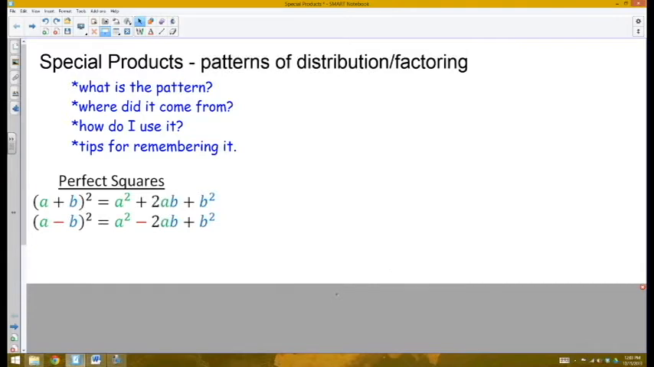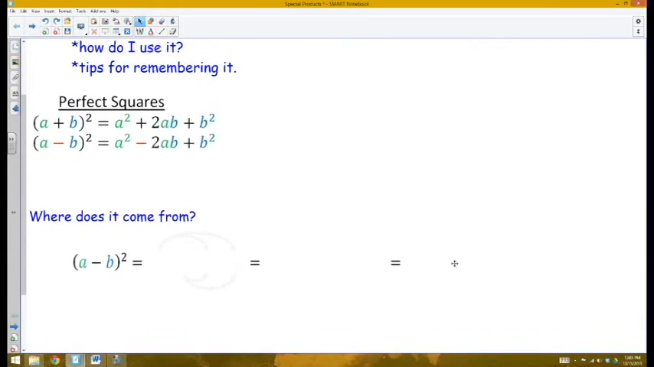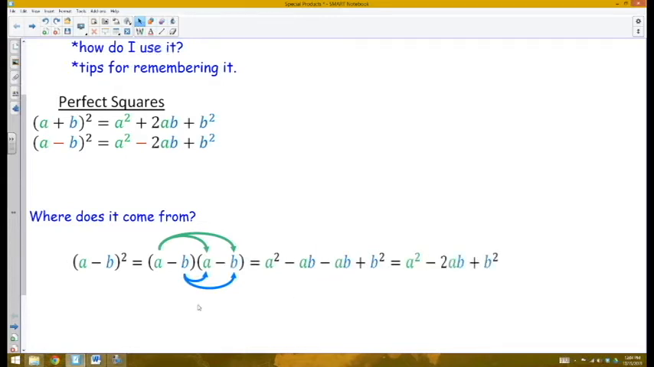Now, where did the pattern actually come from? Well, let's take a look at an example. If you didn't know this pattern, you could still do this question or find that this result follows by just doing normal distribution or FOILing. If you use the definition of exponent to take the square and write it as two terms, then I'll distribute my first a into the second binomial, which will give me a squared minus ab. Then I'll distribute my second term b into the second binomial, and I'll get minus another ab plus b squared. Now, when you combine your middle terms, you'll end up with exactly what this formula is.